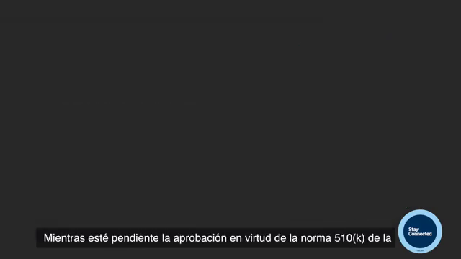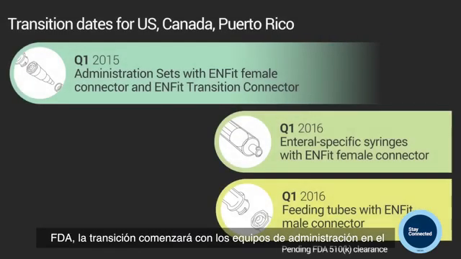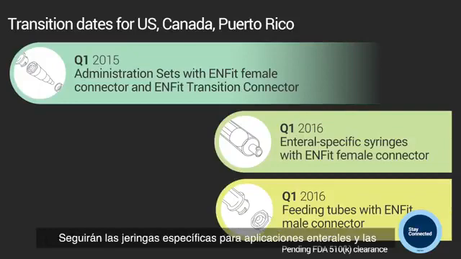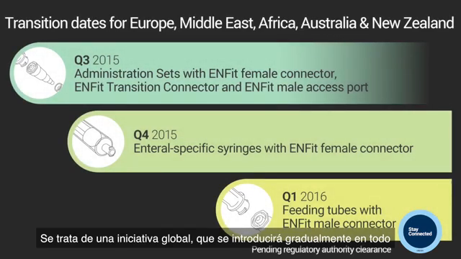Pending FDA 510(k) clearance, the transition will begin with administration sets in the first quarter of 2015 in the United States, Canada, and Puerto Rico. Enteral-specific syringes and feeding tubes will follow in the first quarter of 2016. These are target dates for availability and are subject to change. This is a global initiative and will be introduced throughout the world over time.